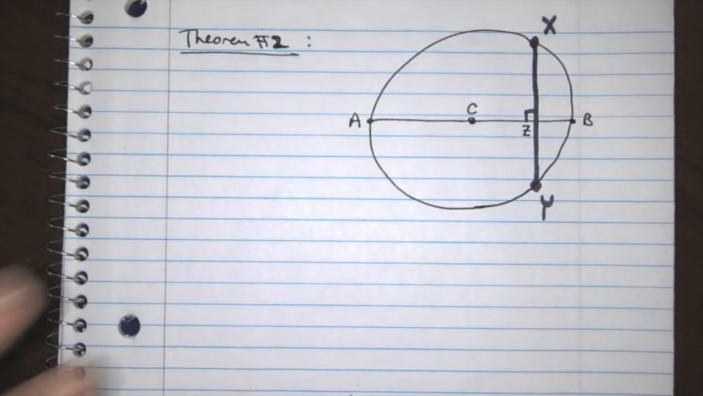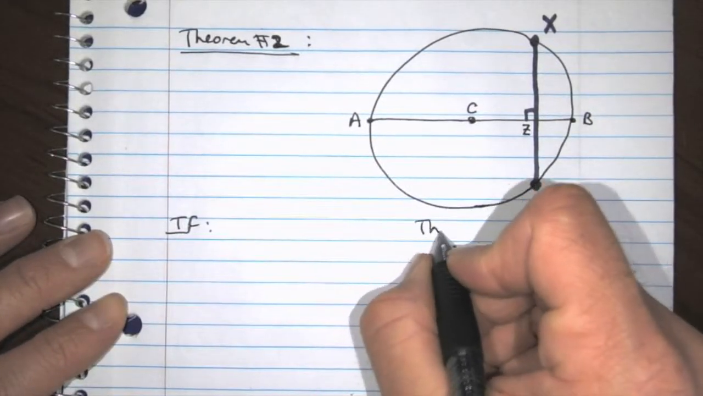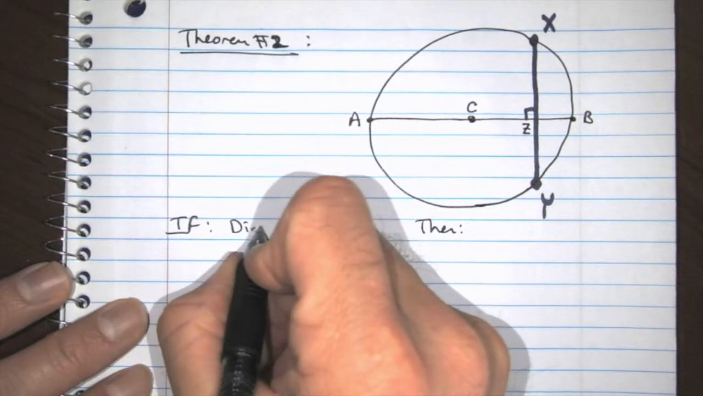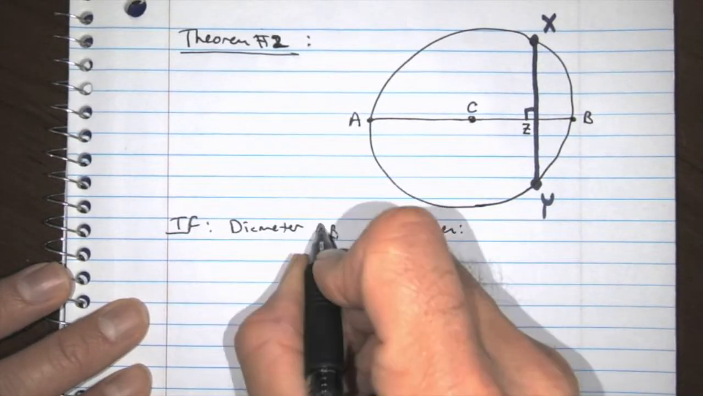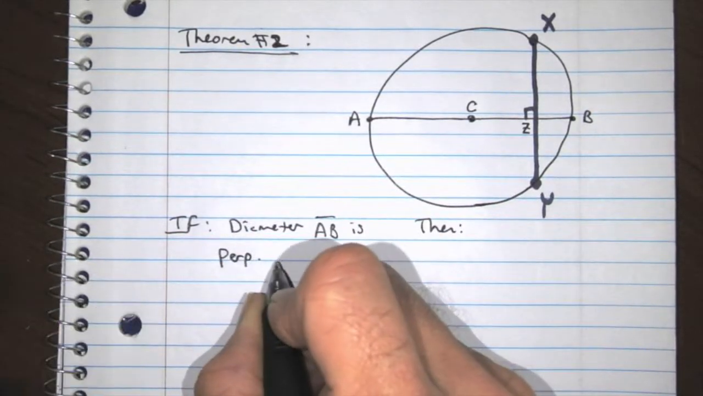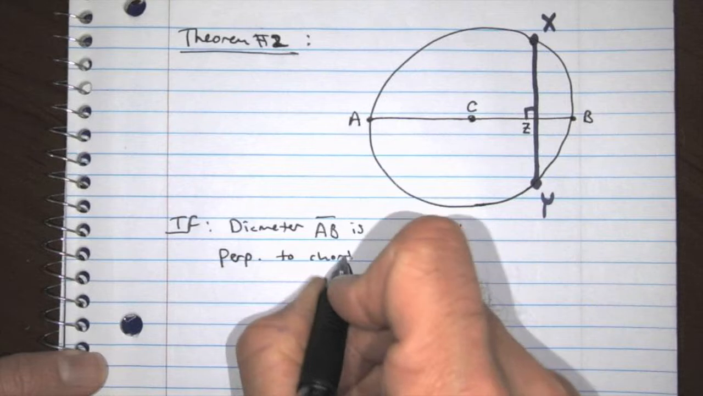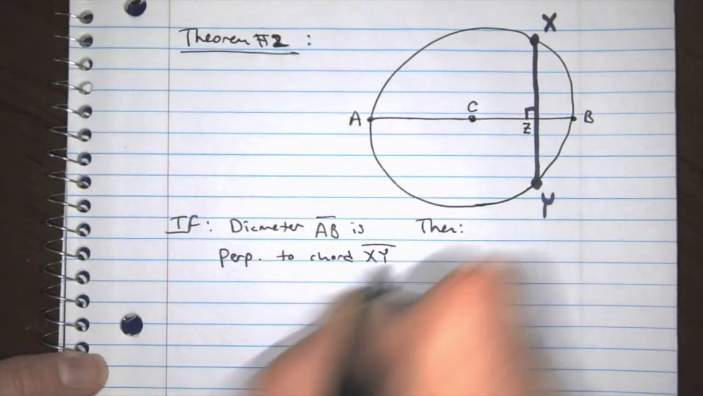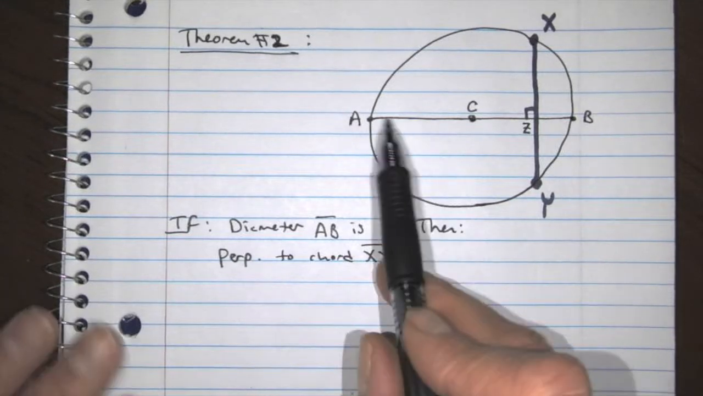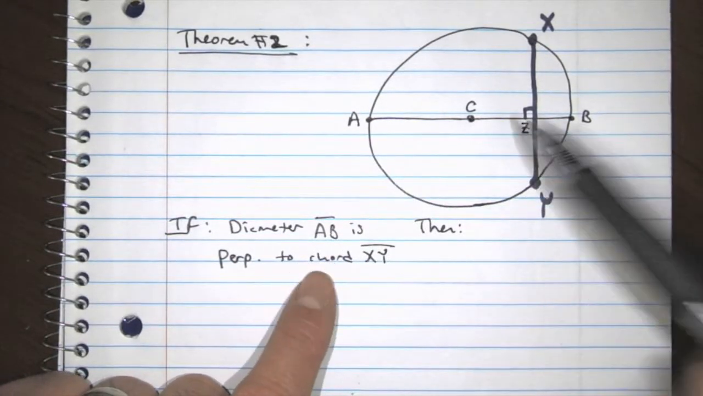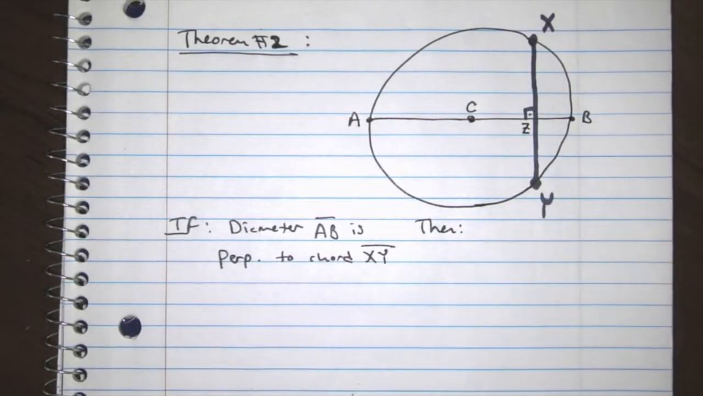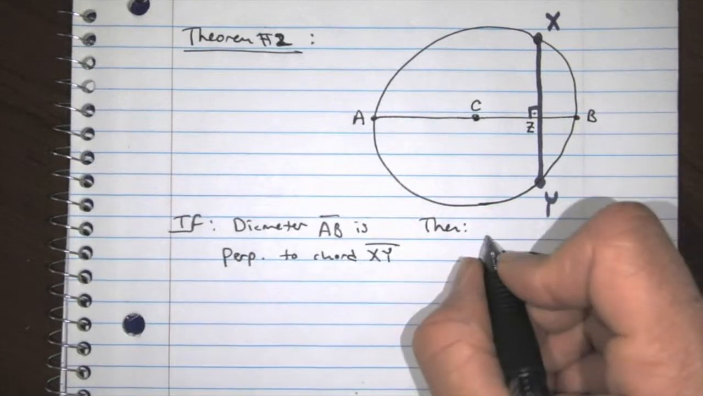All right, here's what this theorem says. If, we'll set this up, then if diameter AB is perpendicular to chord XY, which is basically what I just said again. If you have a diameter AB that is perpendicular, right angle right here, folks, to this chord, then this is a two-part proof.